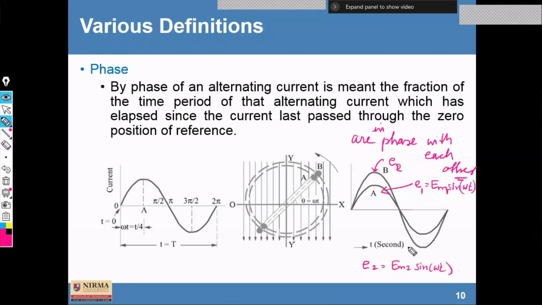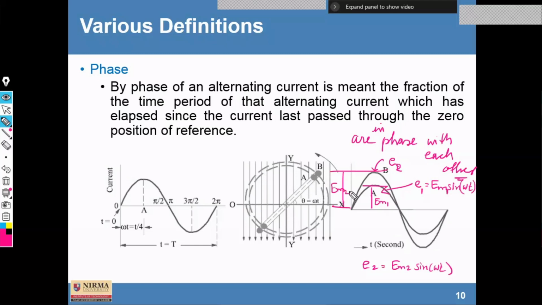The meaning is both the quantities are in phase with each other. And here this is represented as EM2 and this quantity is represented as EM1. Fine. So here both the quantities are moving in a magnetic field anticlockwise with the same frequency.